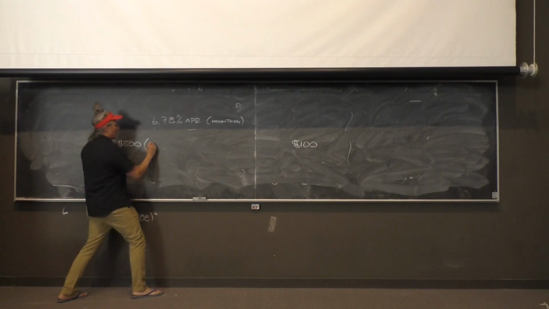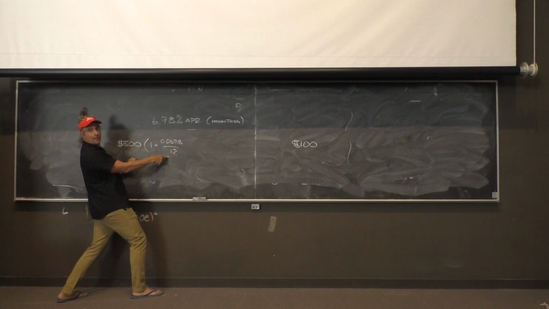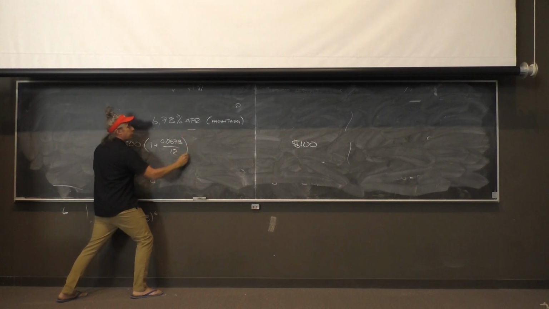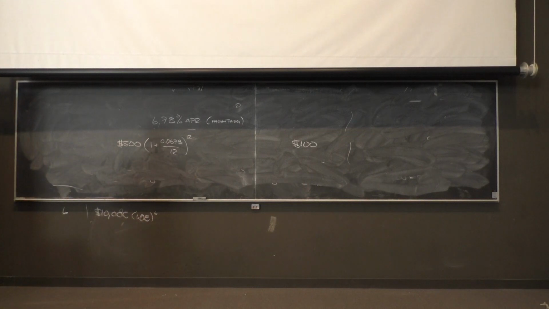Okay, ready for this? 1 plus 0.0678 divided by 12, because it's compounded monthly, to the 12th power, because that is how many compounds happen in 1 year. That's what it is.